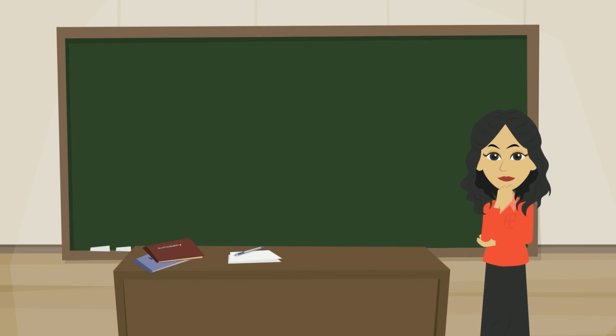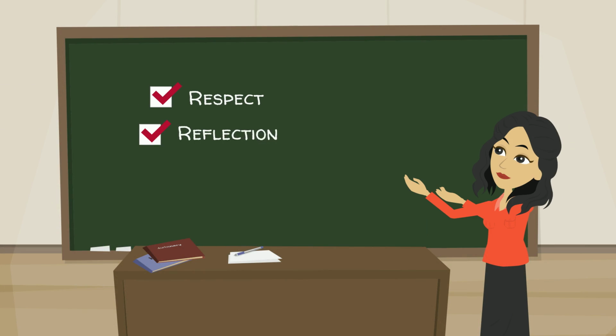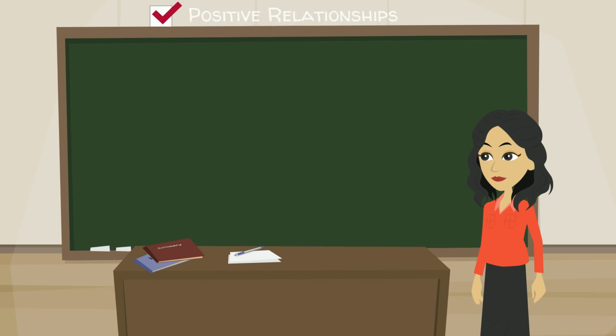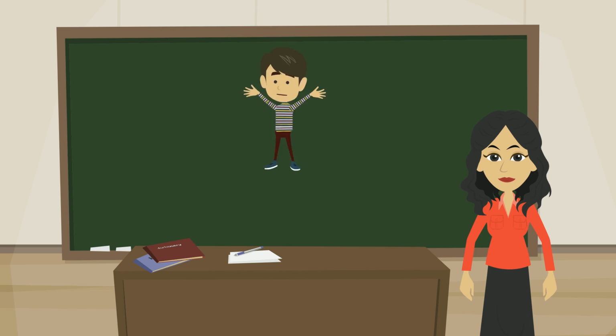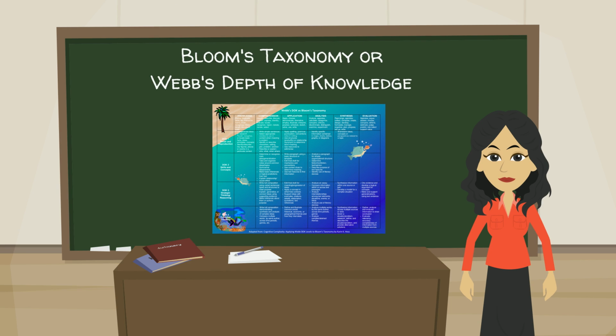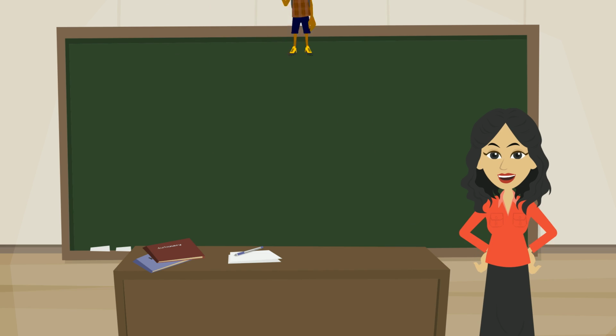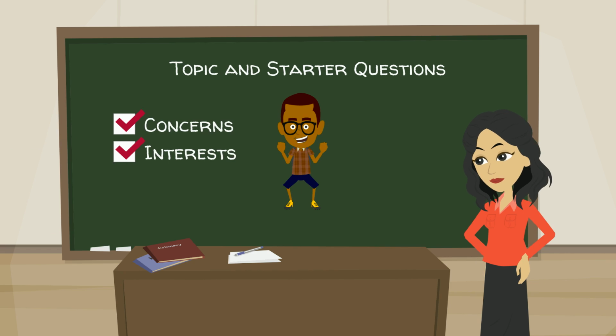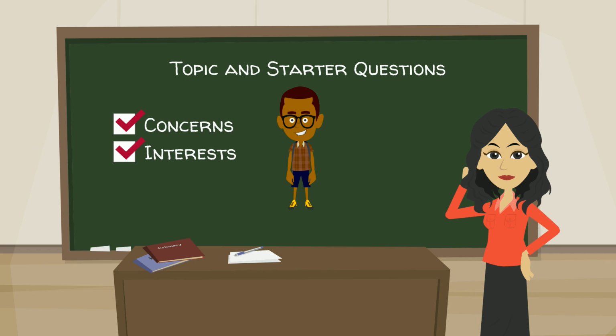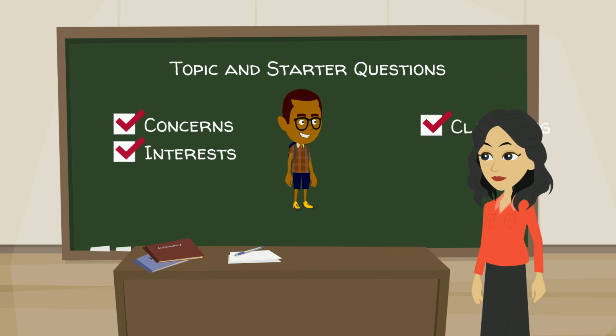Even after creating a classroom culture of respect, reflection, and positive relationships, students need strong prompts for appropriate discussion. The questions should be a higher order question from the upper levels of Bloom's taxonomy or Webb's depth of knowledge levels. To keep the students engaged and interested in continuing the discussion, the topic and starter questions should be related to student concerns and interests. Even with an interesting topic, the teacher may need to keep the discussion going by asking clarifying and follow-up questions when there is a lull in the action.